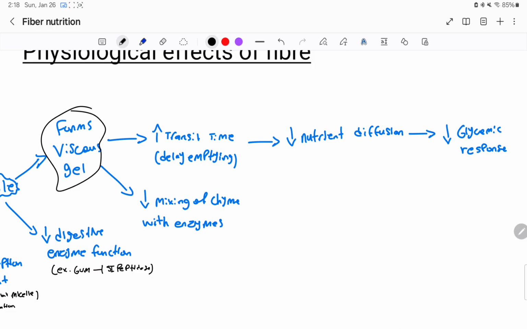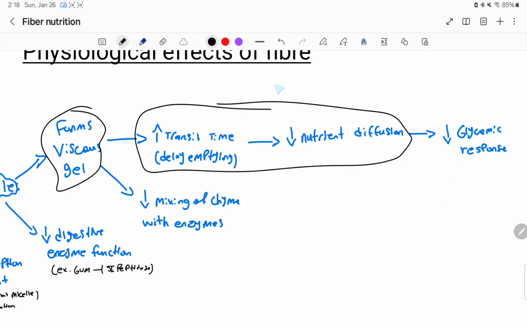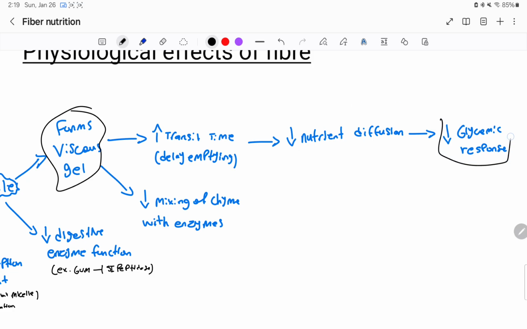For example, take glucose. It'll get absorbed, and then it'll have some sort of glycemic response as soon as it makes the blood glucose levels go up. But if we take this scenario, we're actually lowering the glycemic response that is produced by eating these soluble fibers, okay?